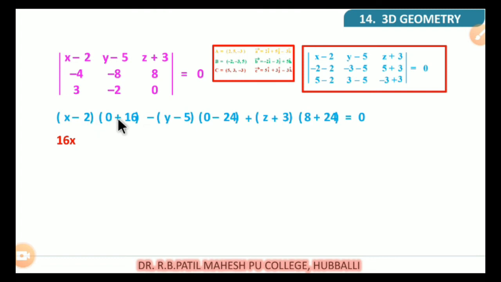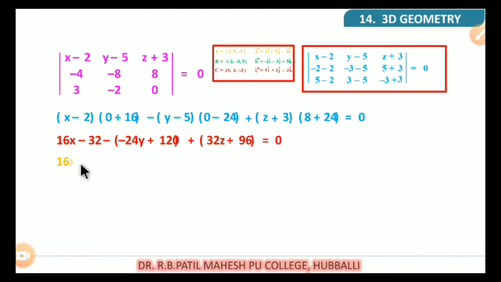So now we can multiply here 16 into x, that is 16x, minus 2 into 16 is minus 32. Now it is already minus 24, so that is here minus 24y, and minus 5 into minus 24 is here, that is plus 120, plus that is here 24 plus 8 is what here? 32. Therefore 32 into z is 32z, and 32 into 3, that is plus 96, equal to 0.